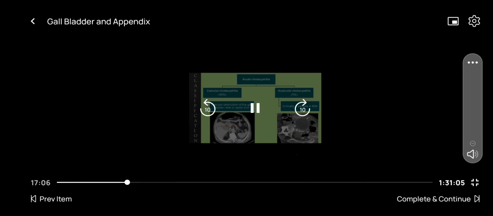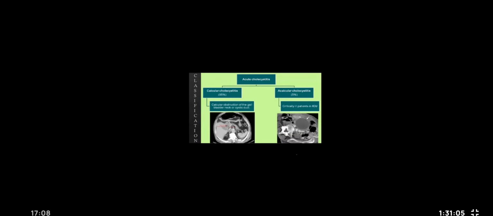Cholecystitis and acute acalculous cholecystitis. From the name itself, it is understood that one is a condition where there is calculous obstruction. That is, the calculus, the gallstone, will be obstructing. Because of that, cholecystitis can occur. And the other one is acute acalculous cholecystitis, which is not associated with a gallstone.